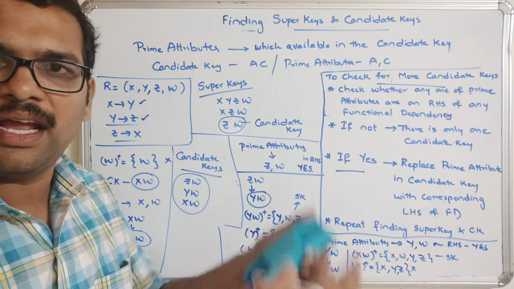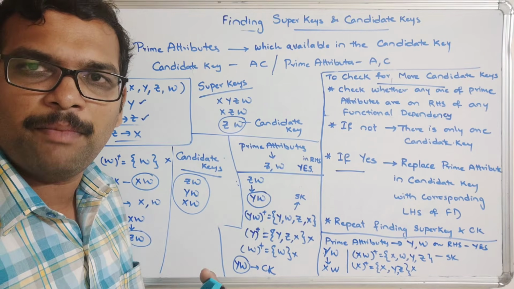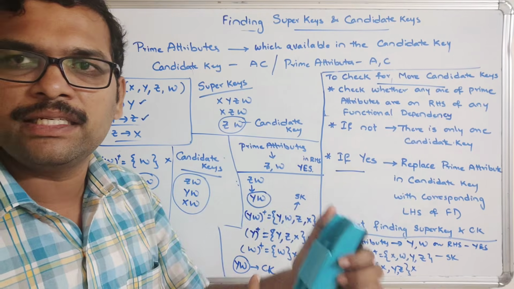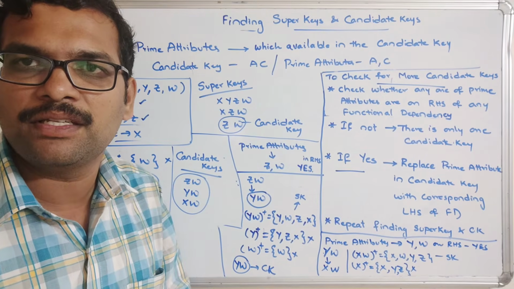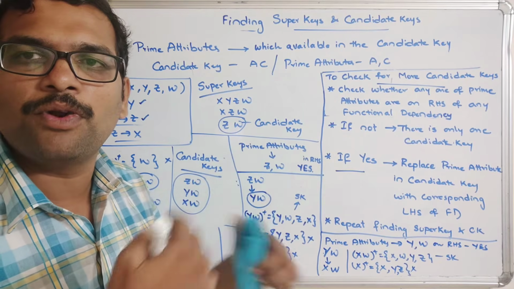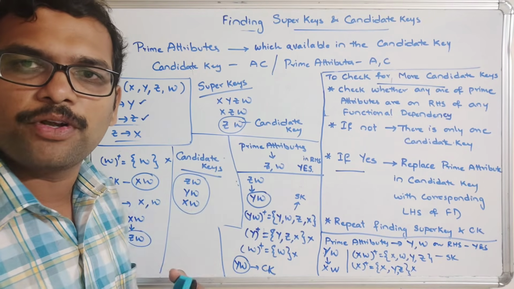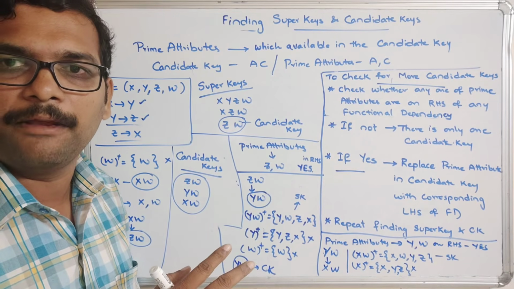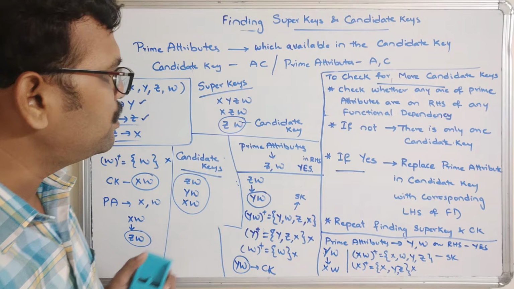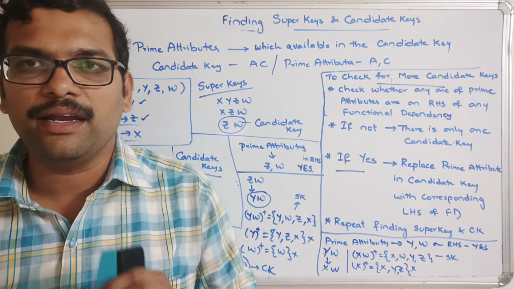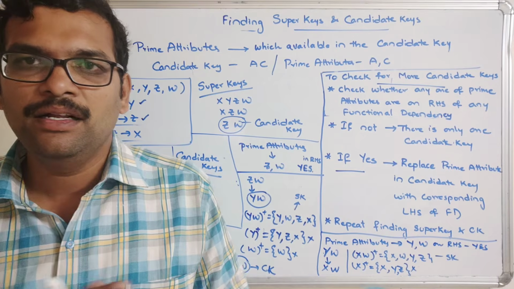Identify the super keys and identify the candidate key. Again identify the prime attributes and again check whether the prime attributes are available on the RHS. If so, again replace the prime attribute of the candidate key with the corresponding LHS and continue the process until you get a repeated candidate key. So this is the process to find the super keys and the candidate keys of any relation with respect to the functional dependencies.